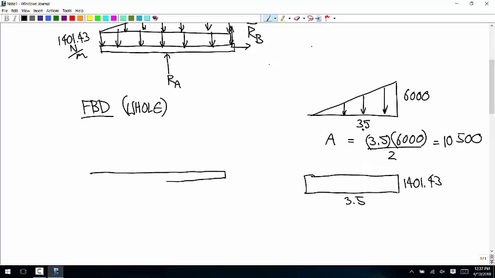So the free body diagram looks like this. We have an upward force RA, a force vector RB. The weight acts at the center of the beam, so that's 4,905 right in the middle. And the triangular distributed load acts 2/3 of the way from the left to the right with a magnitude of 10,500.